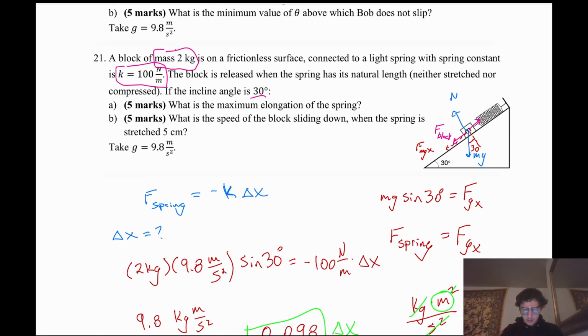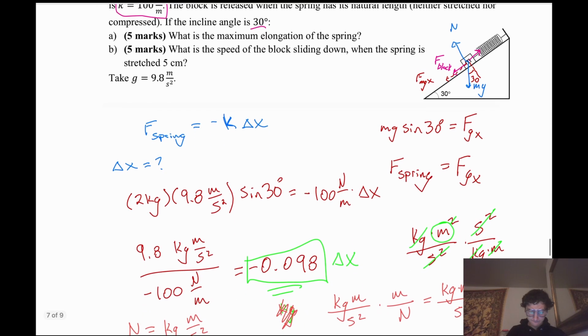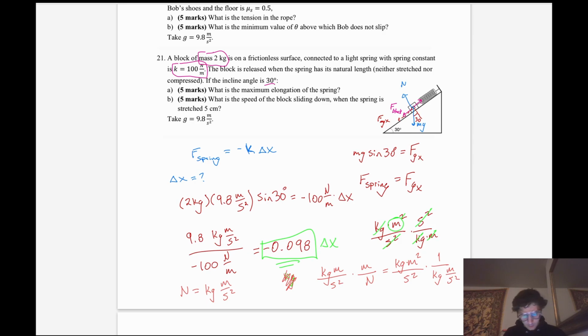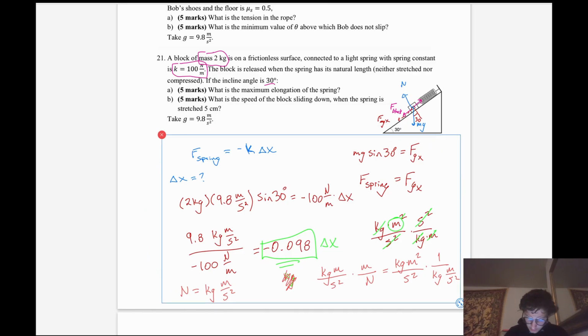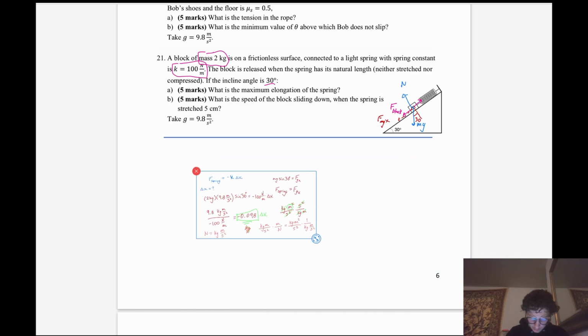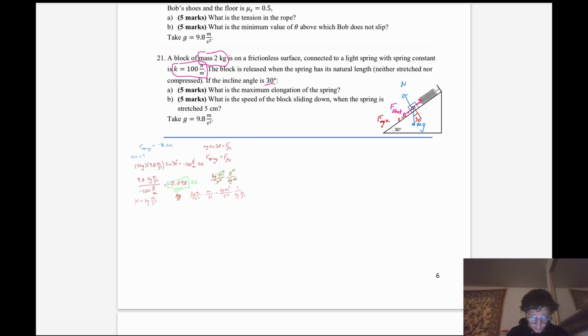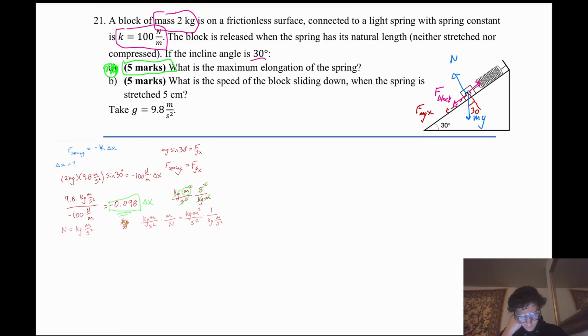What is the speed of the block sliding down when it is stretched 5 centimeters? Oh, man. So you know what? I'm going to take all of this, resize this, put this over here. And whew, how do we do this? So okay, I think this one is done here. Color this, box this out. What is the speed of the block sliding down when the spring is stretched 5 centimeters?